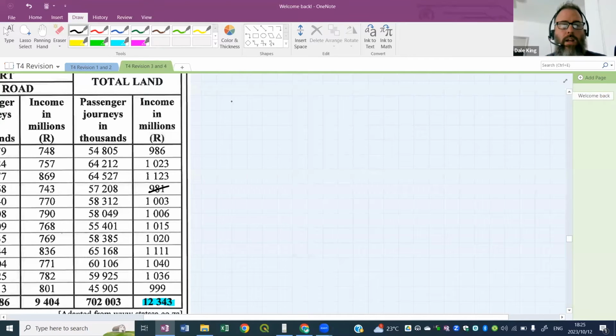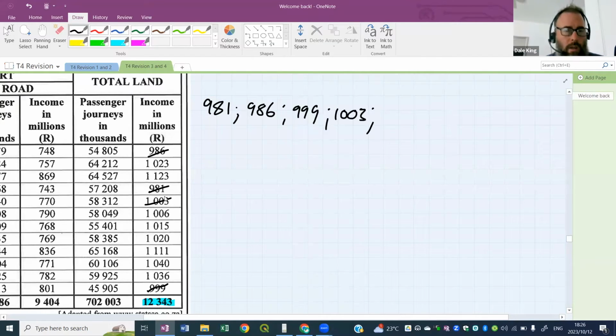So I'm going to write it out, and I'm not going to write the zeros. I'm just going to write the first three numbers. We know there are millions attached to this. Don't forget that, okay? Because we'll be writing zeros all day. So it's 981, and then I need 986. Then I need 999. Then 1003. Look how I'm crossing them off as I go to make sure that I don't count twice. 1006 is next. Then 1015 looks like it's next. And then 1020.